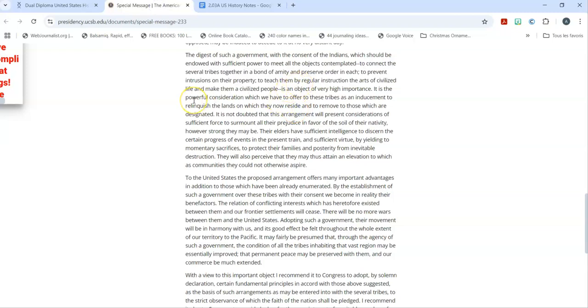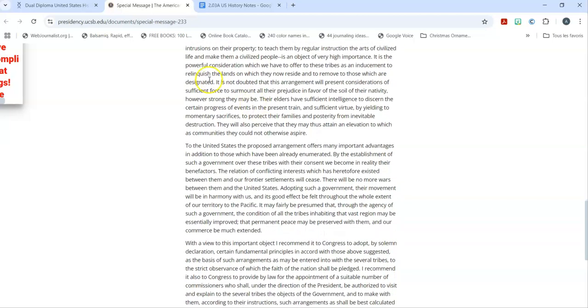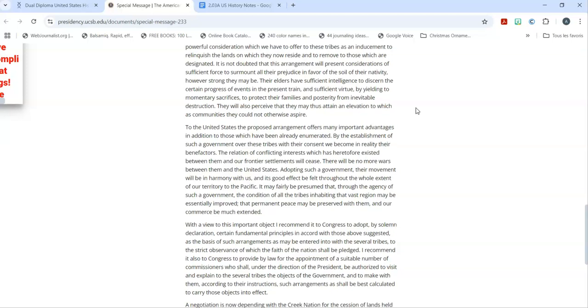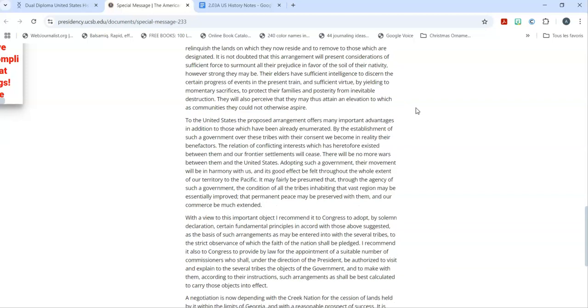It is the powerful consideration which we have to offer to these tribes as an inducement to relinquish the land. It is not doubted that this arrangement will present considerations of sufficient force to surmount all their prejudice in favor of the soil of their nativity, however strong they may be. Their elders have sufficient intelligence to discern the certain progress of events in the present train, and sufficient virtue by yielding to momentary sacrifices to protect their families and posterity from inevitable destruction. They will also perceive that they may thus attain an elevation to which, as communities, they could not otherwise aspire.